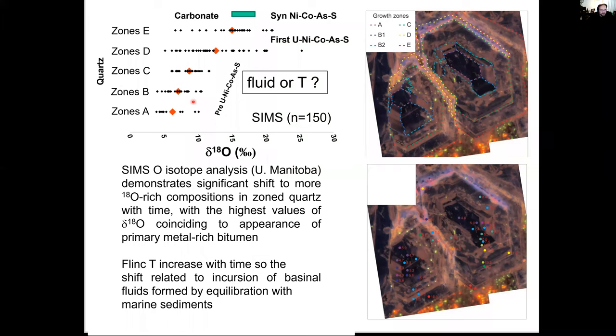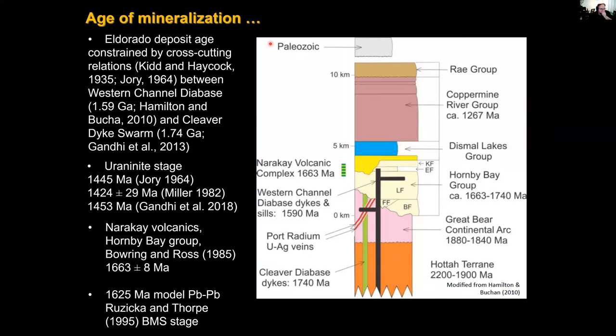And so really the only way to accommodate this change is to consider that a significant incursion of some fluid has taken place and has mixed with an initially low delta 18O fluid. And the only fluids that you can really envisage doing this are basinal fluids that have formed through equilibration with marine sediments, because marine sediments inherit very high delta 18O values as they form on the seafloor. So there's a marine component that's supported not only in the fluid chemistry but also in the stable isotope systematics.